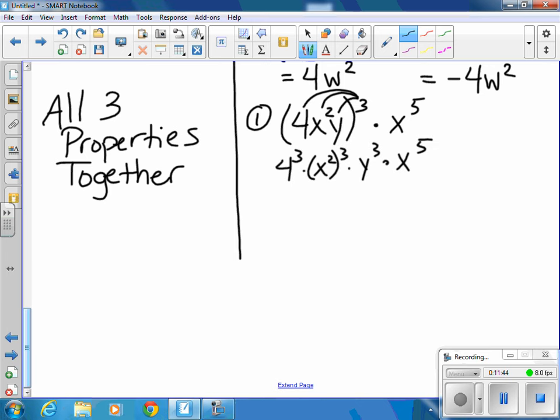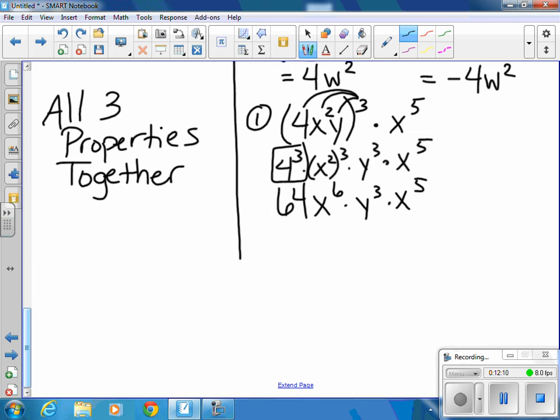The next property you want to take care of are your power of powers, your exponent raised to another exponent right here with the x. We multiply those together. So that's x to the 6th times y to the 3rd times x to the 5th. And then we can go ahead at this point and turn our 4 to the 3rd into a regular number, because remember, we can't have powers in our coefficient. So 4 to the 3rd power is 64. Okay, but you're not finished yet.